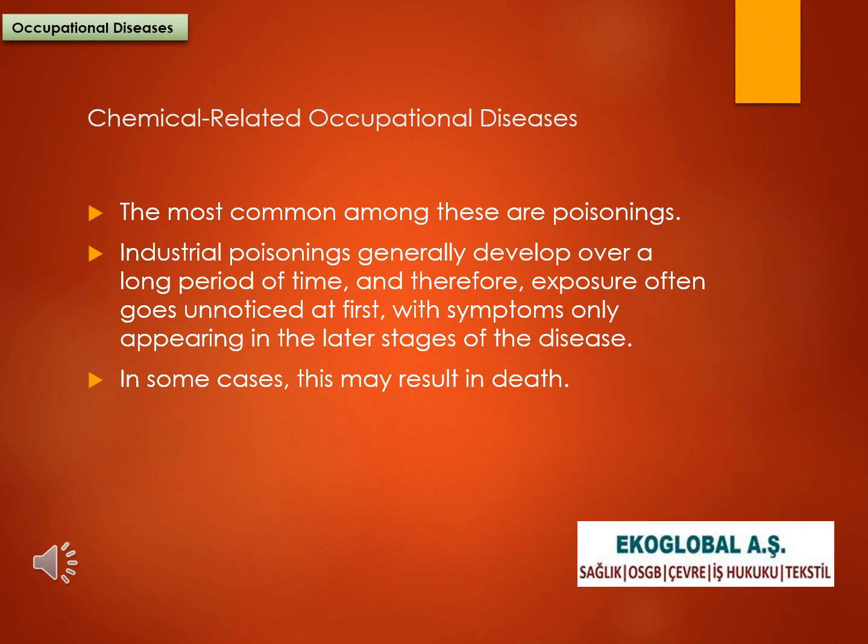Among chemical-related occupational diseases, poisoning is the most frequently encountered. Industrial poisonings usually develop slowly over time, meaning early exposure often goes unnoticed. Symptoms tend to appear only in the advanced stages of the illness, by which time the damage may be severe, and in some cases, even fatal.